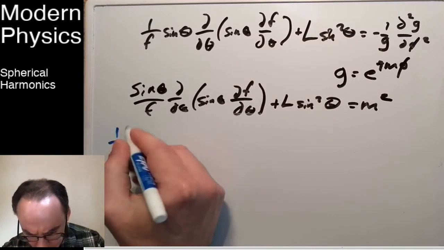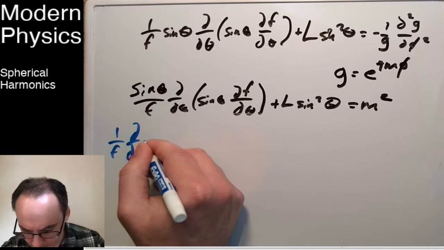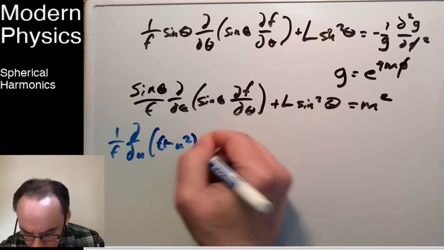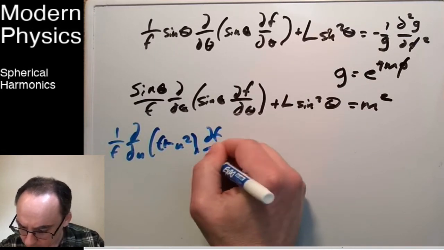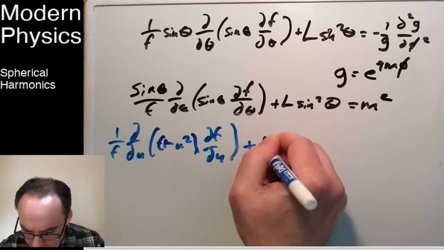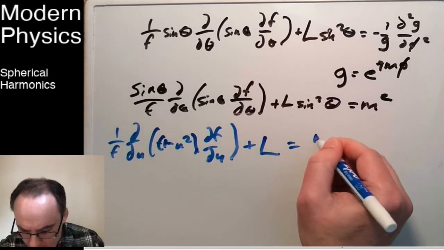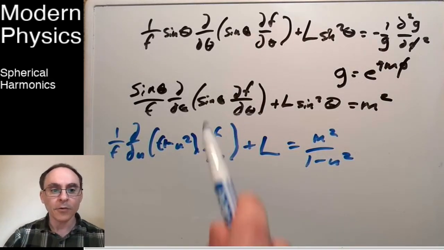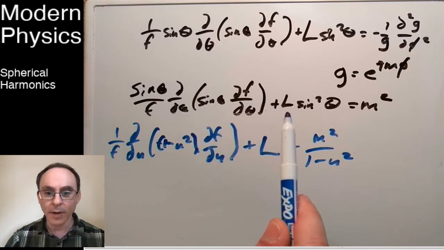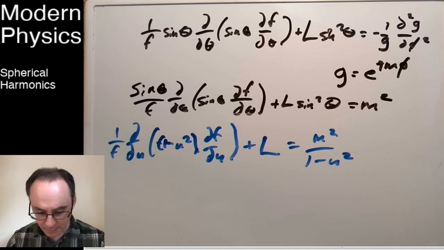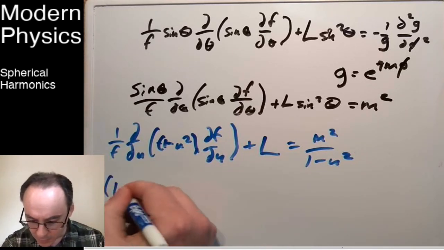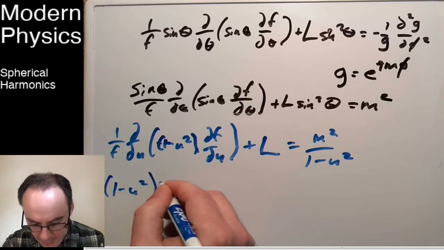where I have 1 over f partial u, 1 minus u squared partial f partial u plus L equals m squared over 1 minus u squared. I've skipped a step or two of algebra here where I've gone through and changed some derivatives and divided through by a sine squared, but that's mostly what I've done there. And in fact, after a little bit of algebra, you can rewrite this. I'm going to skip again, maybe 1 or 2 steps, but I'm going to rearrange terms, and I'm just going to write it like this.